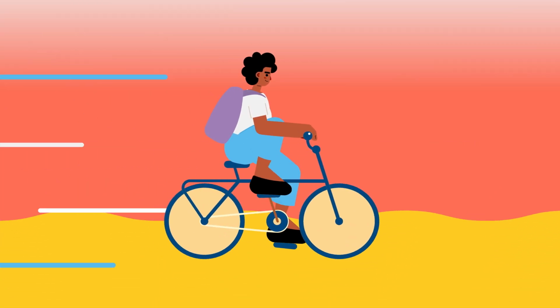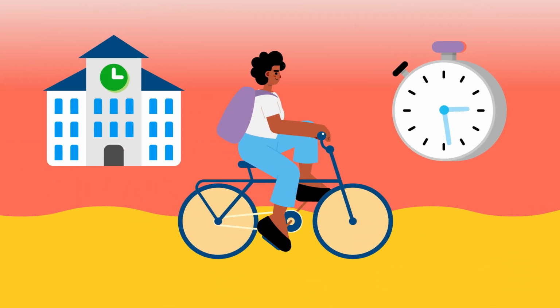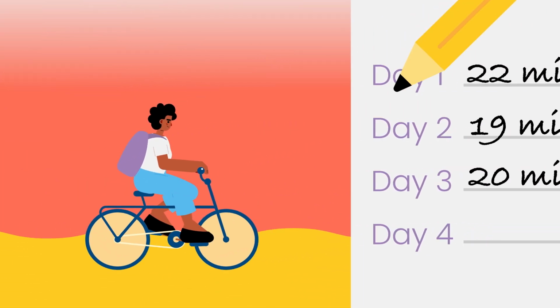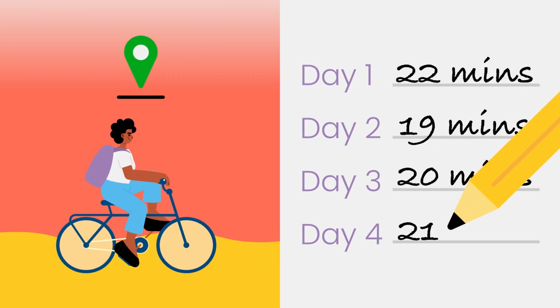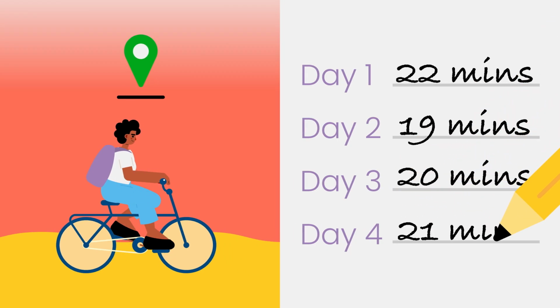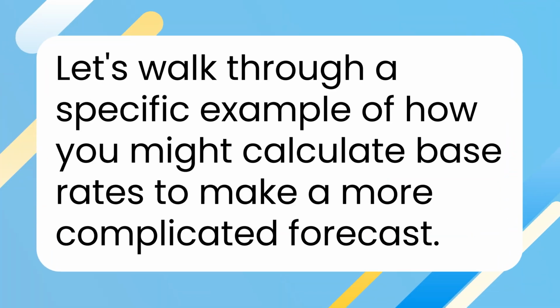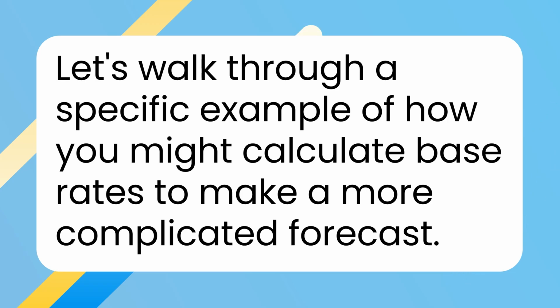If you want to figure out the base rate for how long it takes to get to school on a certain route, you could keep a journal, record your commute time over the next month, and then take an average. That average time would be your base rate. Let's walk through a specific example of how you might calculate base rates to make a more complicated forecast.